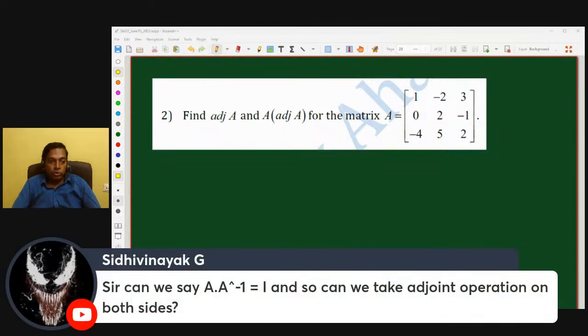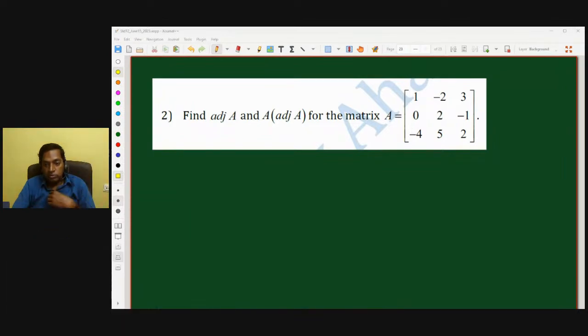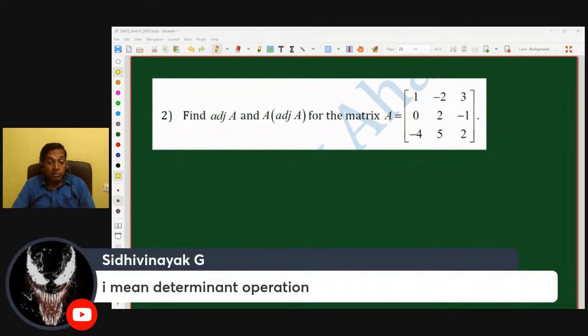No, Siddhi Vinayak, don't do any of these. Just do adjoint, like transpose of cofactor. Don't do all that. Right now I'm just asking you to do some straightforward work, Siddhi Vinayak. Okay. Yes, A inverse is I. So determinant of, you can use the determinant operation. Yes, you can do determinant on both sides, but that won't help you to solve this problem.